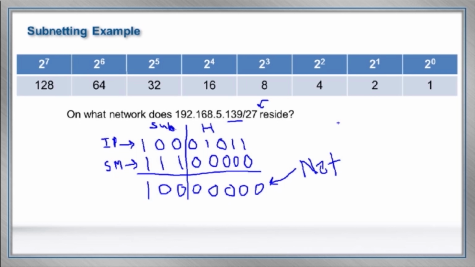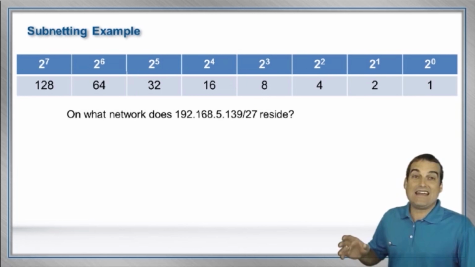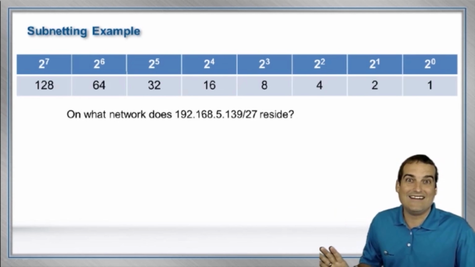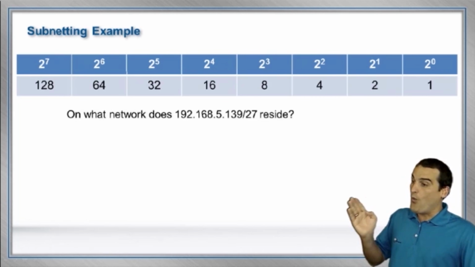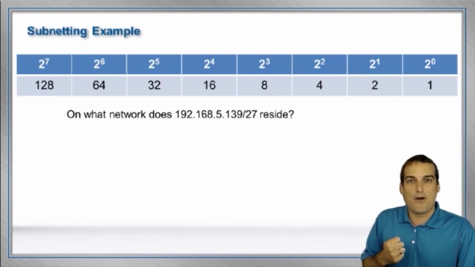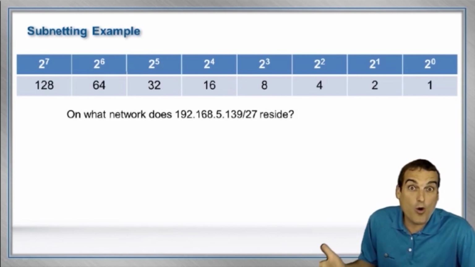192.168.5.139/27 lives on the 192.168.5.128 network. Wow, how cool. Now, I told you I will show you a shortcut instead of all this a little later on, but like I said, I wanted you to see that longhand version of figuring out that the answer there is 128. I wanted you to see how it works, how the computer does it.